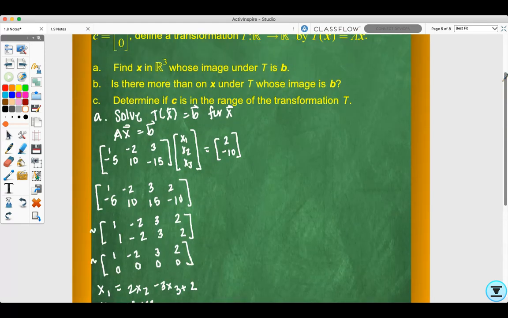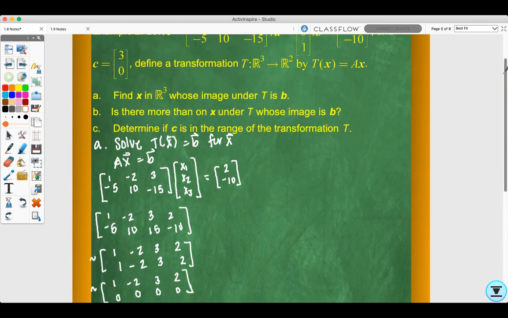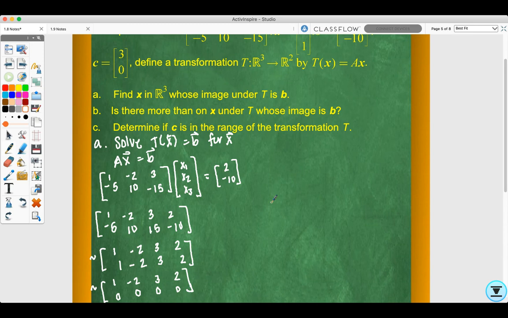So let's go ahead and look back up at B. B says, is there more than one x under T whose image is b? So let's go ahead and answer B. Is there an x for which the transformation of x equals b? So this is a uniqueness problem.